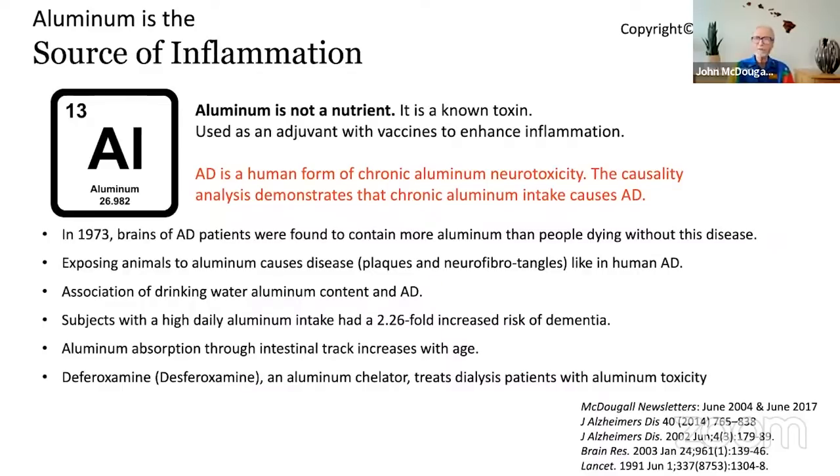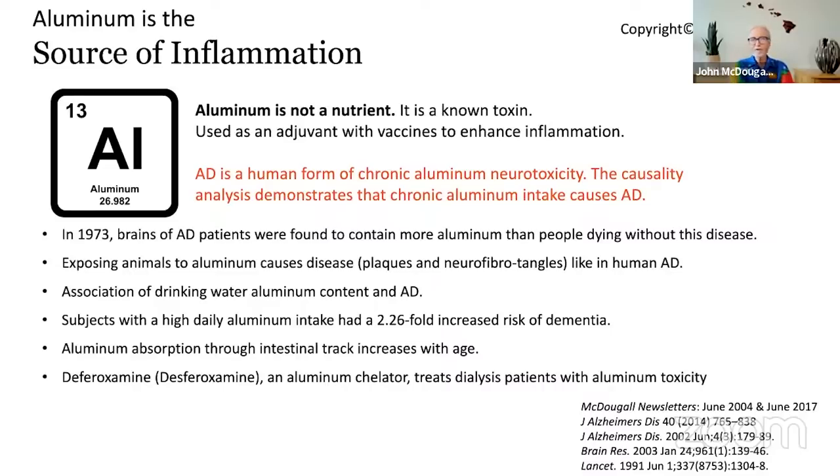1973, brains of Alzheimer's disease. Let me explain how they did the experiment. They took brains of people who, say, died of stroke. And they took another bunch of brains of people who died of Alzheimer's, and they ground them up, and they analyzed the aluminum content in the different brains. And they found that those who had Alzheimer's had a much higher aluminum content in the ground up brains.